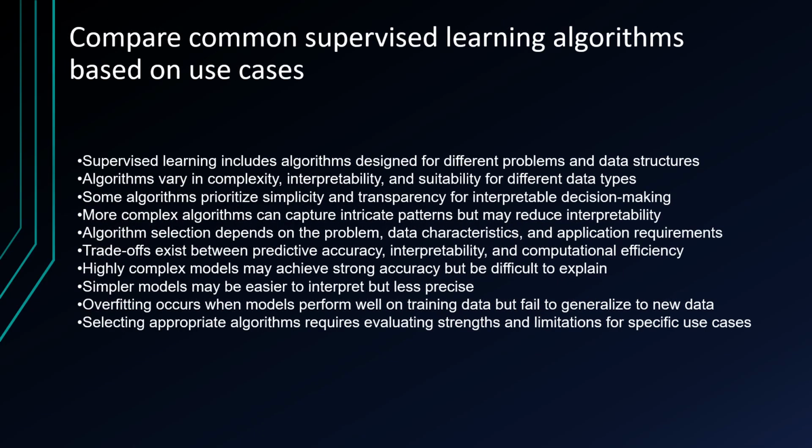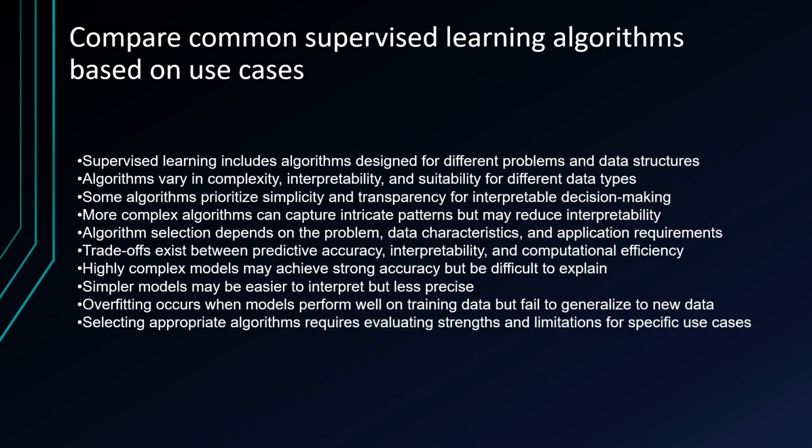We will now compare common supervised learning algorithms based on their use cases, strengths, limitations, and operational characteristics. One of the most important realities in machine learning is that there is no single algorithm that performs best for every problem. Different algorithms are designed for different types of data structures, prediction objectives, computational environments, and organizational requirements. As a result, selecting an appropriate algorithm requires careful evaluation of the specific problem being solved and the operational context in which the model will function.